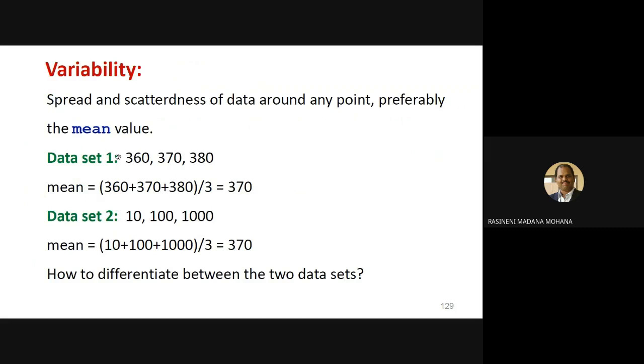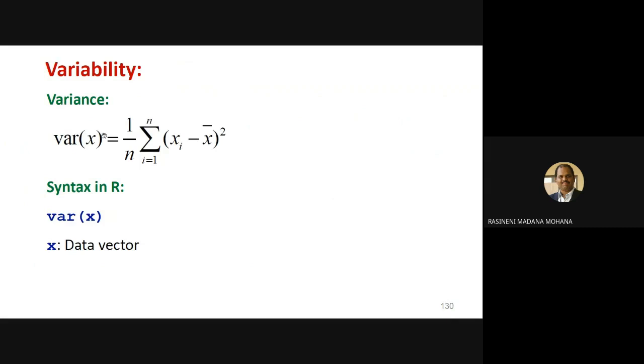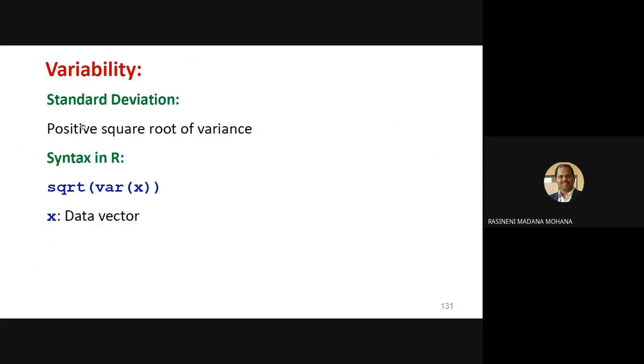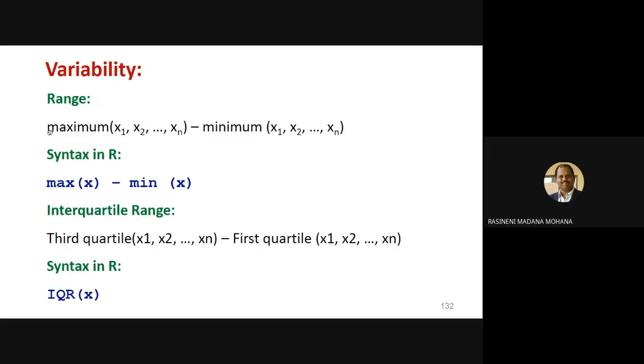Then variability measures. The syntax of variance in R is var(x), where x is the data vector. Then standard deviation, you can use the square root of variance, sqrt(var(x)). Range values are also possible here.